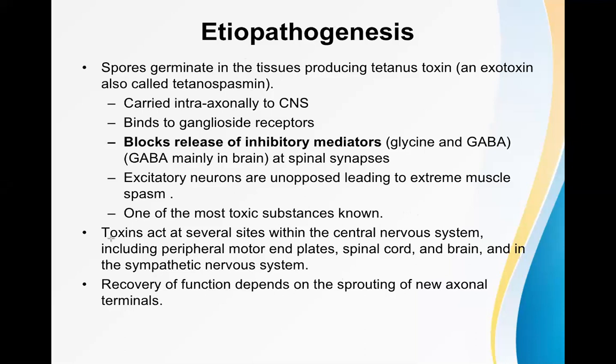Now see here. These toxins act at several sites within the central nervous system, including the peripheral motor end plate, spinal cord, and the brain itself, as well as the sympathetic nervous system, leading to a lot of clinical features, which we are going to discuss under the clinical feature heading. Now, how does the recovery occur? The recovery of function depends on the sprouting of new axonal terminals. So some patients, if we treat them well or in time, can recover well. It depends on the situation.